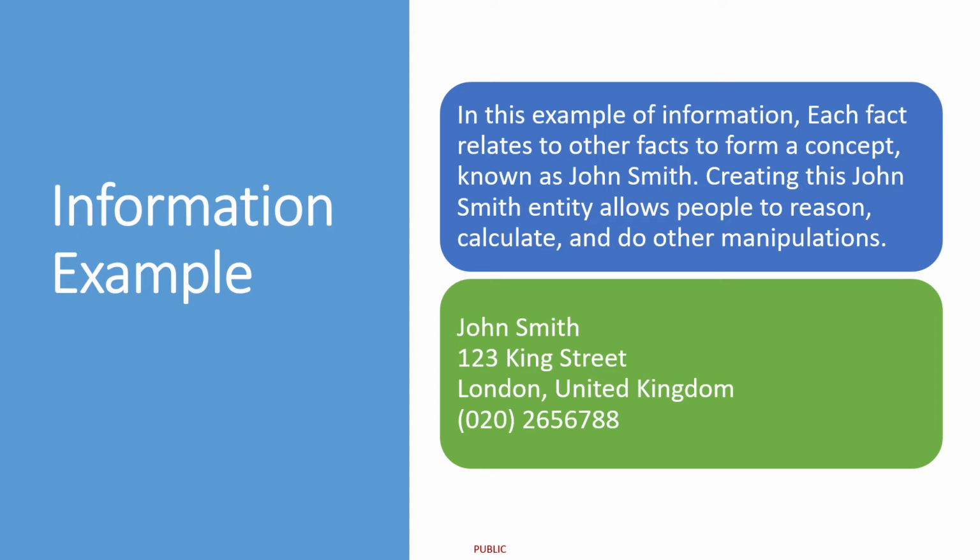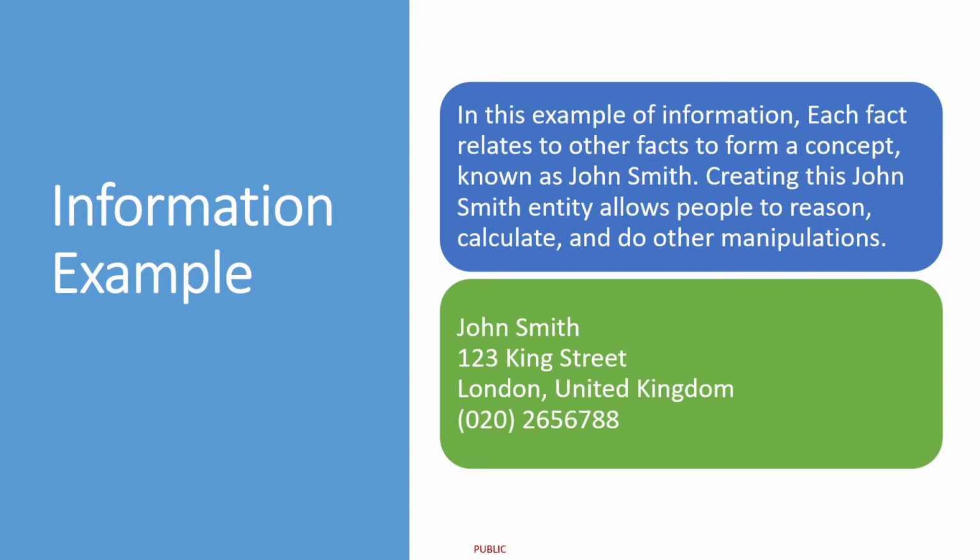So, an information example. In this example of information that I am going to tell you, each fact relates to the other facts to form a concept known as John Smith. So creating this John Smith entity allows people to reason, calculate and do other manipulations. The example is John Smith, 123 King Street, London, United Kingdom, and at the bottom his phone number is given. So it means that the information should be in a structured and simplified form.